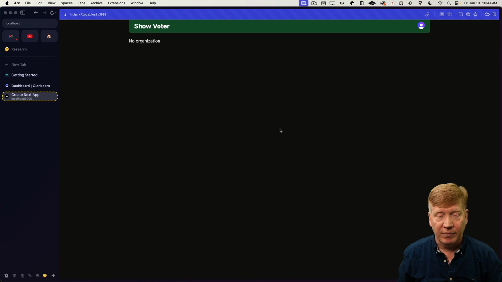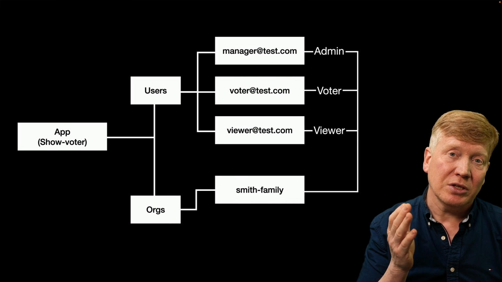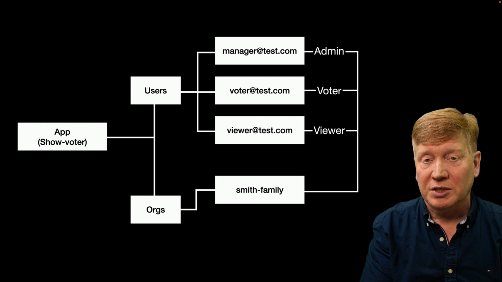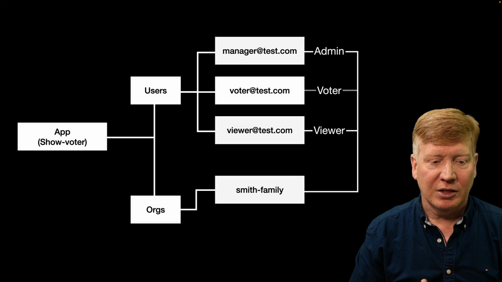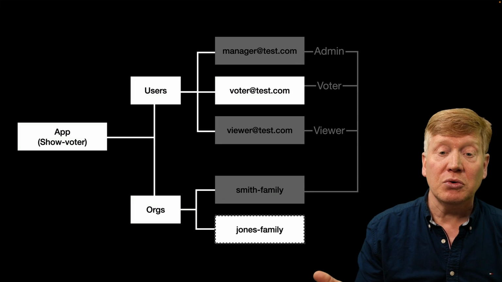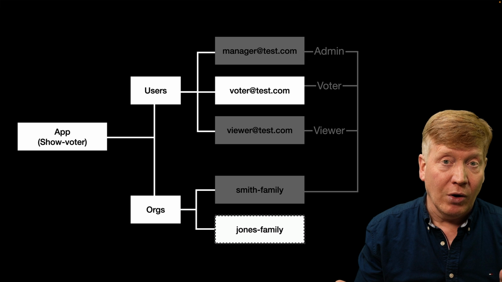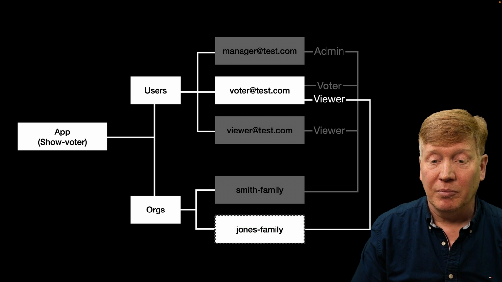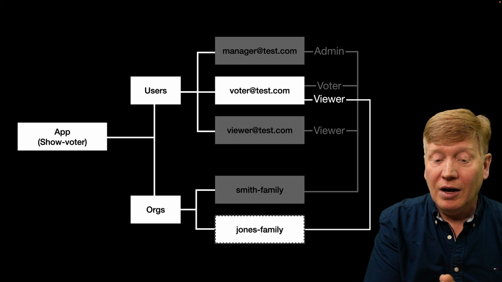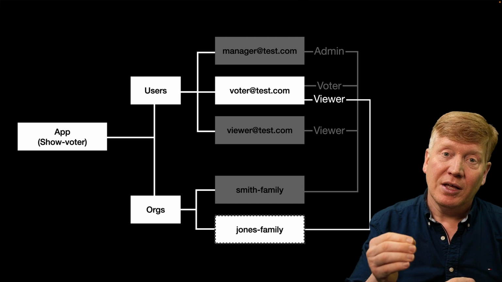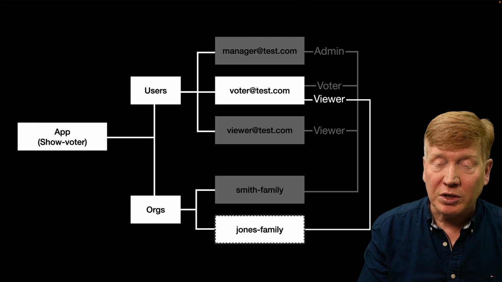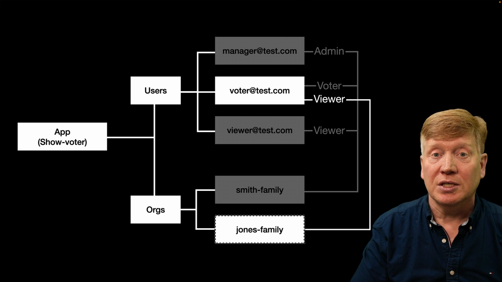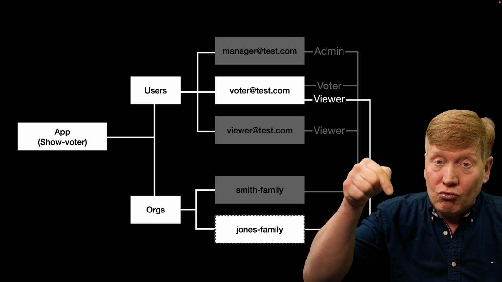So why is that? So let's go back to our diagram. Now this is currently where we are. We've created our users, we've given them the roles within the Smith family organization. Let's just say hypothetically that we added a new organization, the Jones family, and they might want some members as well. Now, voter at test.com could also be a viewer on the Jones family. So you can have the same user in multiple organizations simultaneously. And then there's a concept of an active organization, which is the organization that I'm logged into right now.